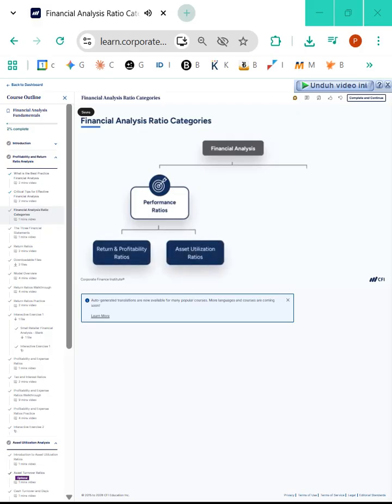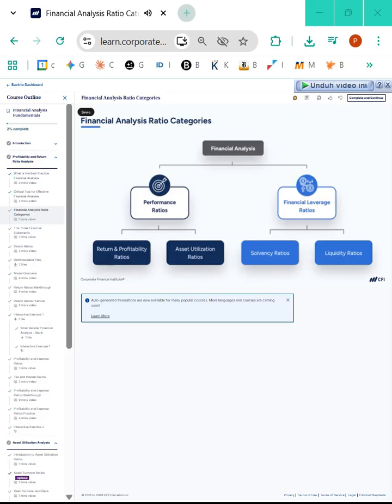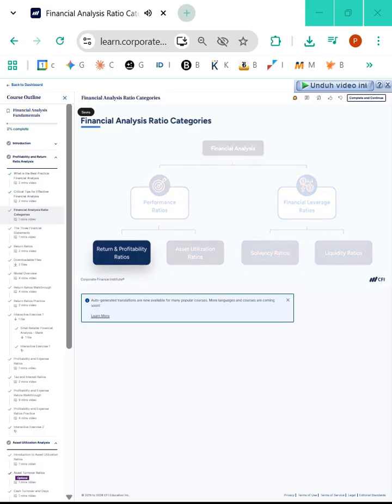Financial leverage ratios, in contrast, look at both solvency and liquidity. Solvency ratios focus on a company's long-term financial health and its ability to meet long-term obligations, while liquidity ratios assess the company's short-term cash position and its ability to handle immediate financial needs and obligations. Both solvency and liquidity are important considerations when evaluating a company's financial well-being. We're going to start our financial analysis journey by focusing on return and profitability ratios.